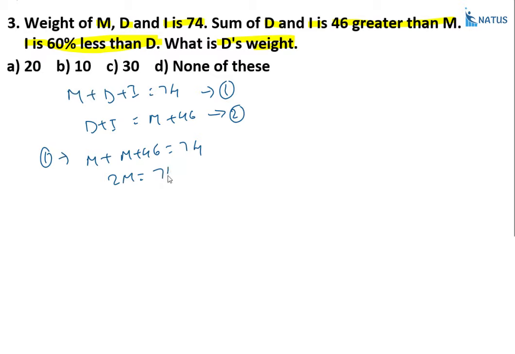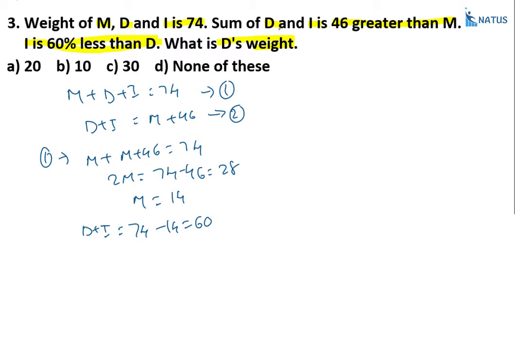2M is equal to 74 minus 46, that is equal to 28. What is M? That is equal to 14. See, M plus D plus I equal to 74. Now you will substitute the value of M in this equation, then you will get the value of D plus I. So D plus I equal to how much? 74 minus 14, that is equal to 60.